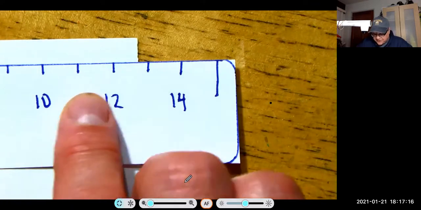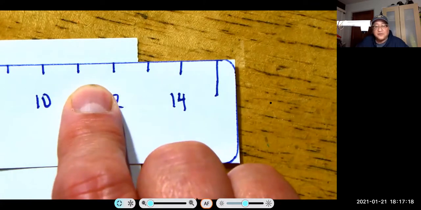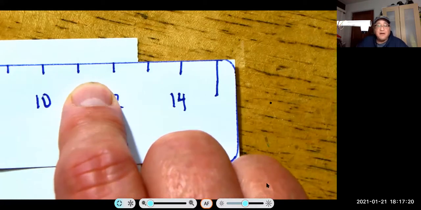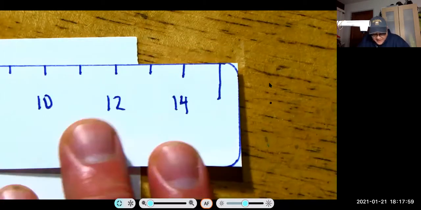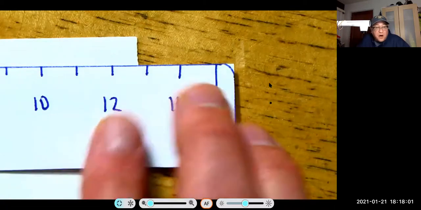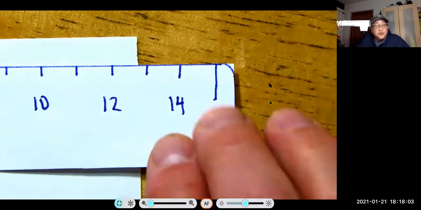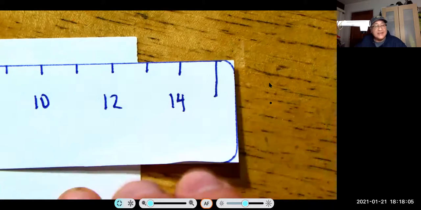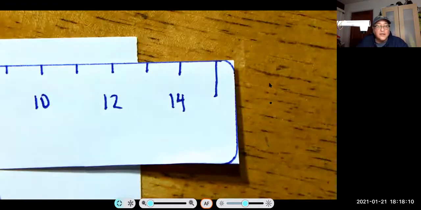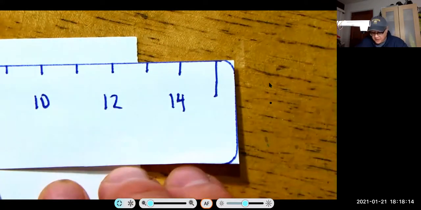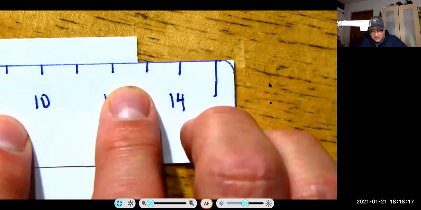So because this is 1 centimeter, and hang on a second, folks, I'm going to pause this. And we're back. So as I was saying, what you do is you find the smallest increment and you measure to 1/10 of that amount. In this case, since the smallest increment is 1 centimeter, you measure to 1/10 times 1, which is 1/10 of a centimeter.